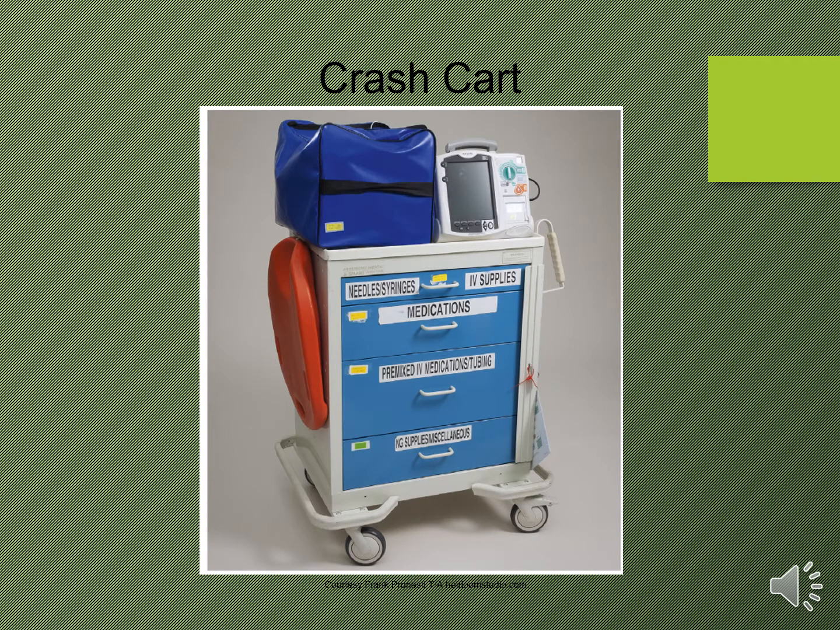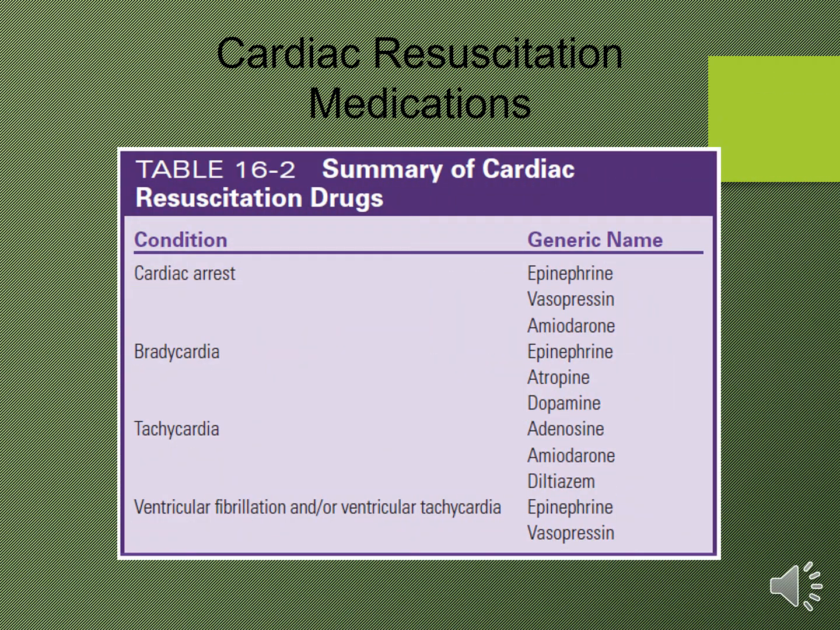You can see here a crash cart. We also refer to it as a code cart. It's going to be one of the first things you need to grab in a cardiac arrest situation. Somebody will run for this and bring it in. It's going to have medications, supplies, maybe a backboard to put under the patient for compressions, a defibrillator, all of those things that you would need in a code situation will be included on this cart.